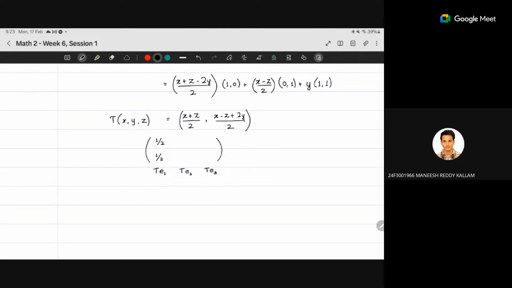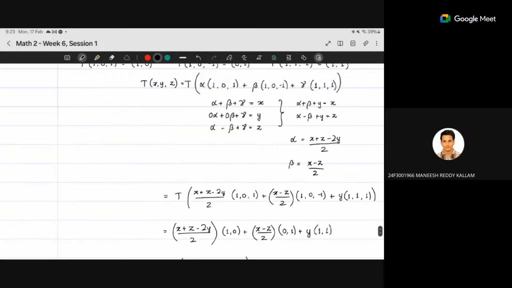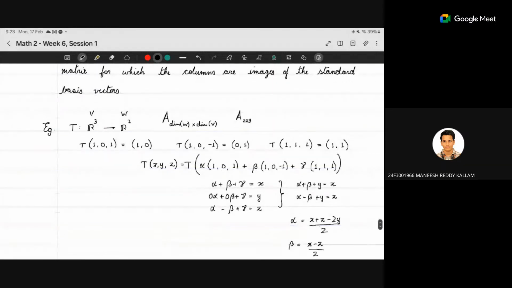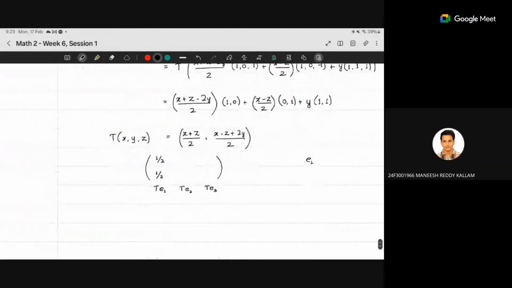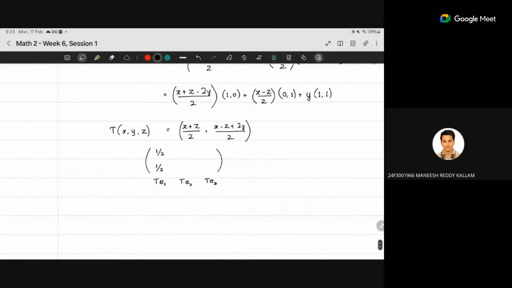E1 does not automatically tell you which space it is in, but since it is T of E1, you can do T of vectors in R3 only, right? So this is the E1 of R3, and that becomes a vector with 2 components. Those 2 components become part of the first column. So can you tell me what the remainder of the matrix is?